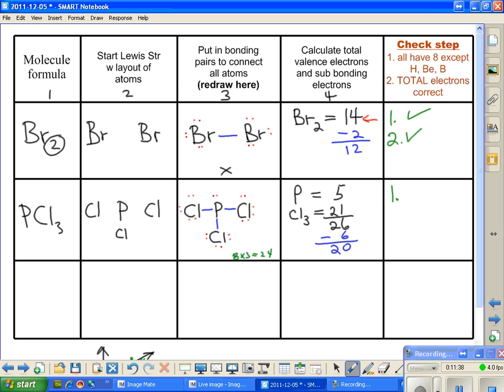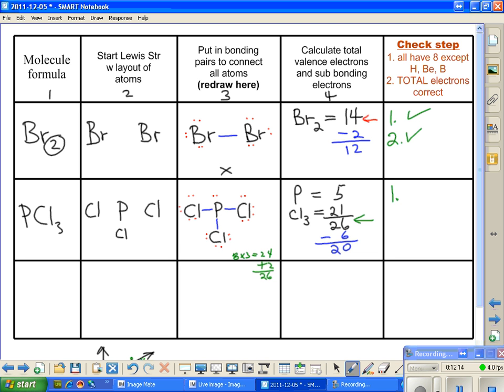And the blue lines are also counted for the phosphorus, but we can't count them twice. So we have 24 until we count the red dots that are on phosphorus. Those are the guys that aren't shared. And there's 2 of those. So if I add 2 more, I get a total of 26. And 26 was the number that I started out with. So we checked number 1. They all had 8. All the chlorines had 8.